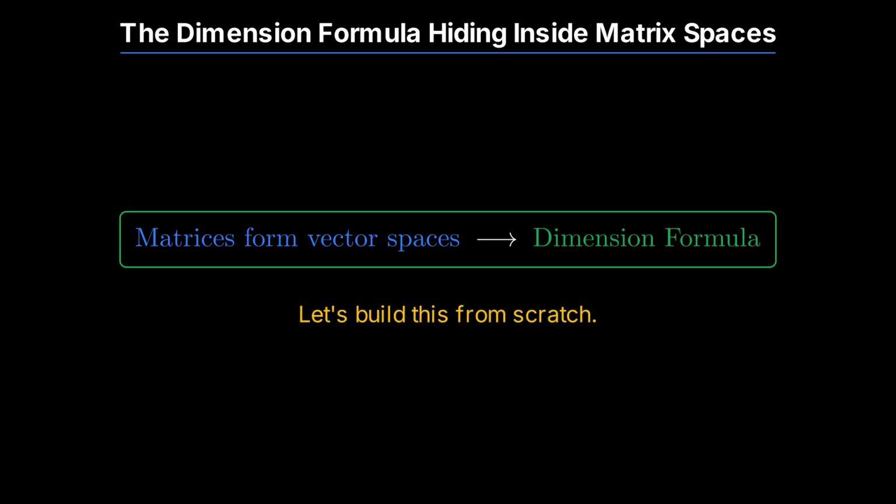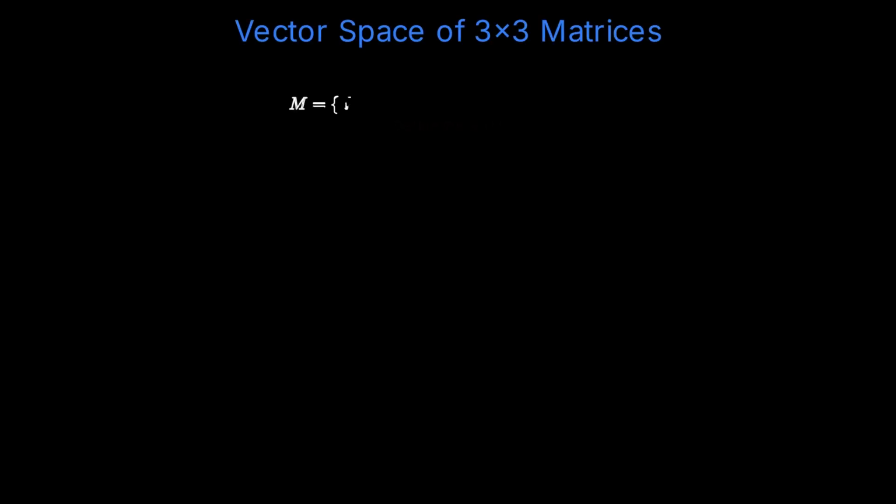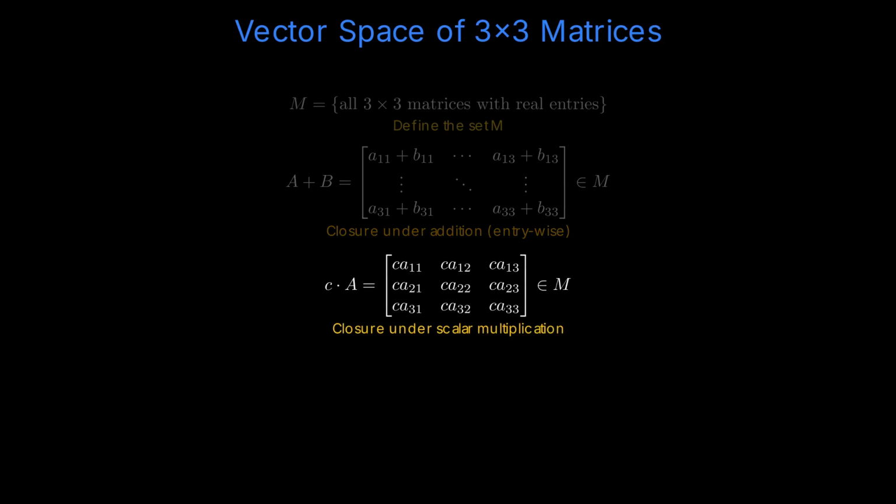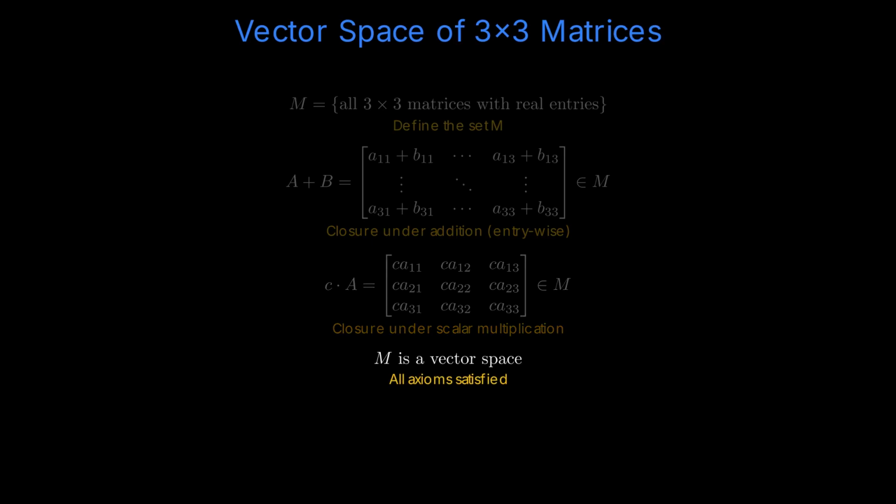Let's build this from scratch. Call M the set of all 3 by 3 matrices with real entries. A vector space needs closure under addition and scalar multiplication. If we add two 3 by 3 matrices entry by entry, the result is another 3 by 3 matrix. If we multiply one by a scalar, we still get a 3 by 3 matrix. M satisfies all the vector space axioms, so M is indeed a vector space.